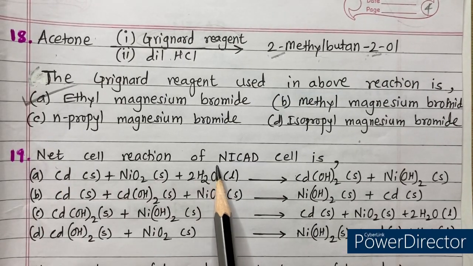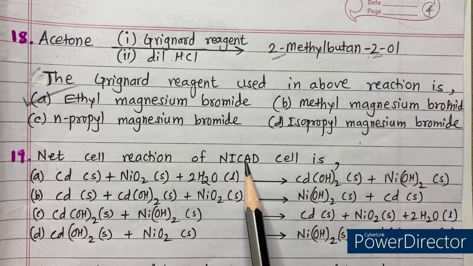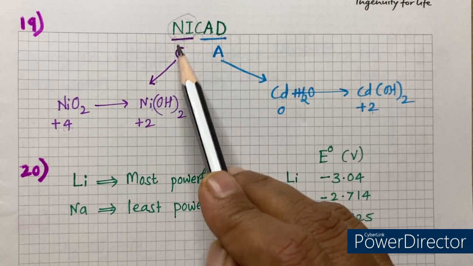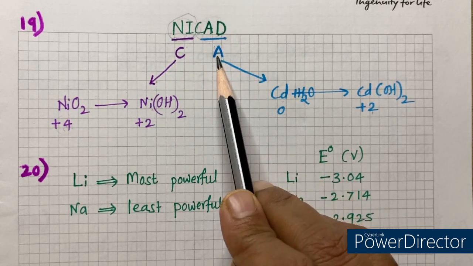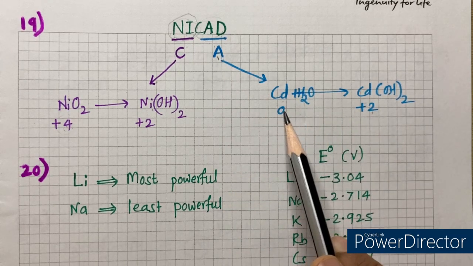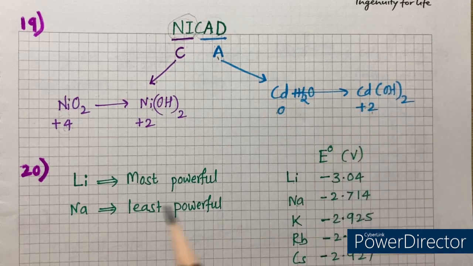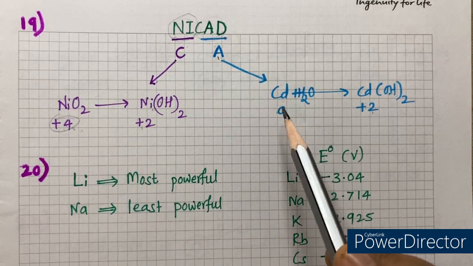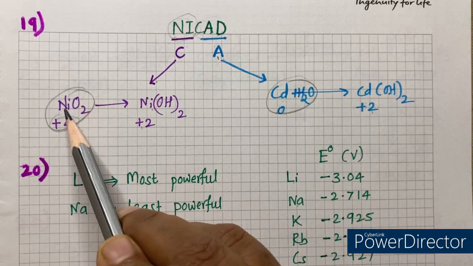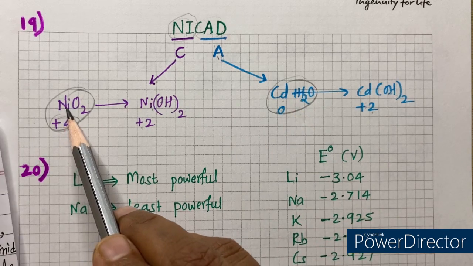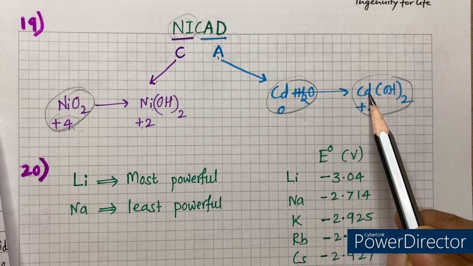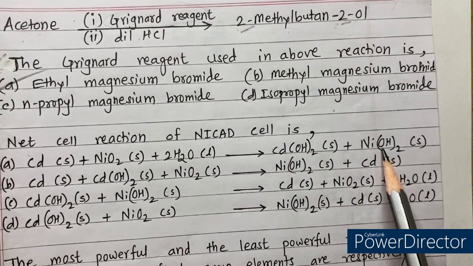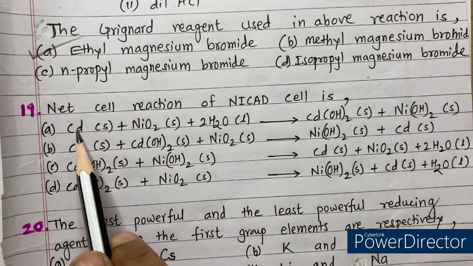Next question, the net cell reaction in the NiCad cell. Okay, nickel cadmium cell. Remember this: nickel is actually the cathode and cadmium is the anode. At the anode, oxidation takes place, cadmium 0 to cadmium hydroxide, plus 2 oxidation, and at the cathode, reduction, plus 4 to plus 2. The reactants are cadmium, water and nickel oxide, while the products are cadmium hydroxide and nickel hydroxide. Now find out the product, cadmium hydroxide and nickel hydroxide, and the reactants are this, correct.